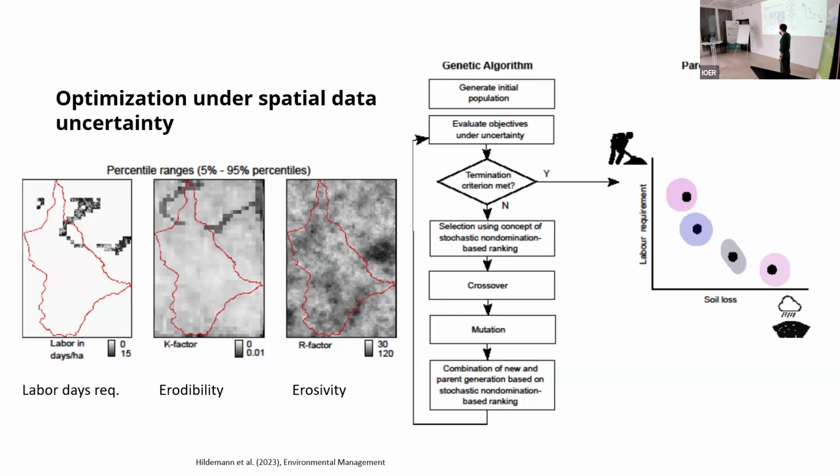So what you see here is the difference between the 95th and the 5th percentile. So it's the 90% confidence interval range in 3 inputs, namely the labor days required to implement the measures on 1 hectare of land, the erodibility, the K factor in the soil loss equation, and the erosivity, the R factor in the soil loss equation. When it's white, it's very certain. So there's 0 difference between these percentiles. And when it's non-white, there is a certain uncertainty that propagates to our Pareto front. So what you will see in the end is that in this case study, our Pareto front is not a line, but is a range because there's uncertainty. And what you see here is what the algorithm does, but I don't want to go into detail about that.